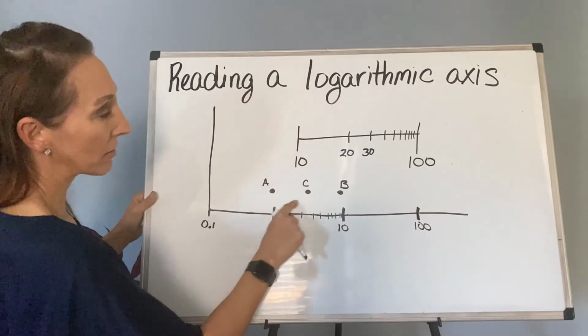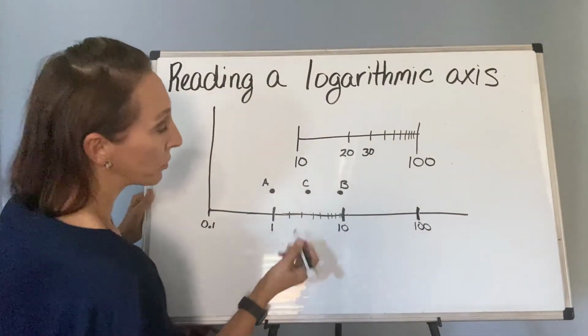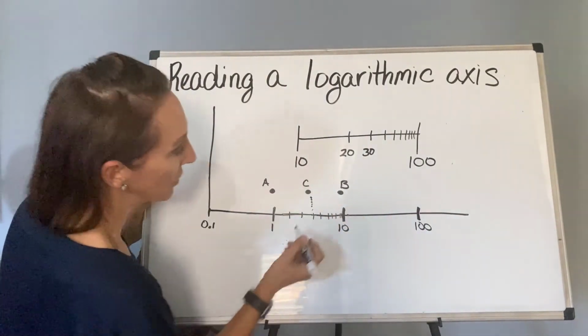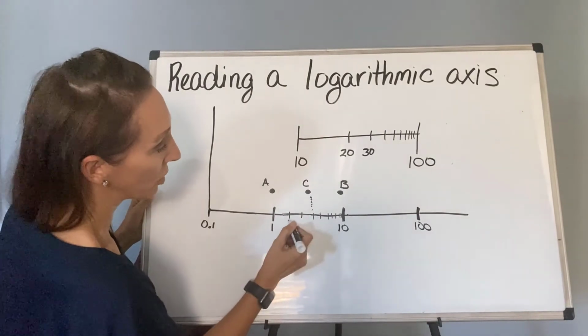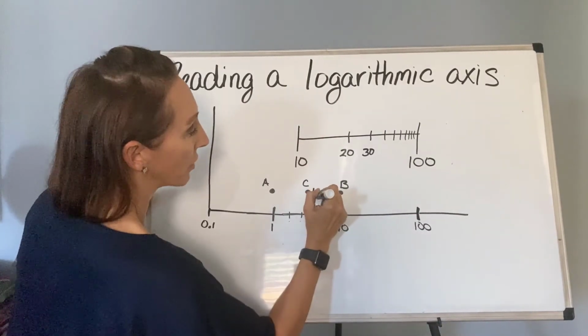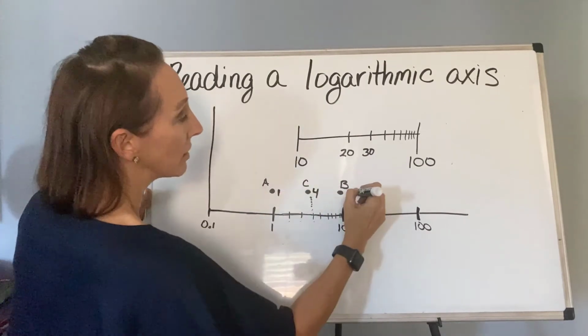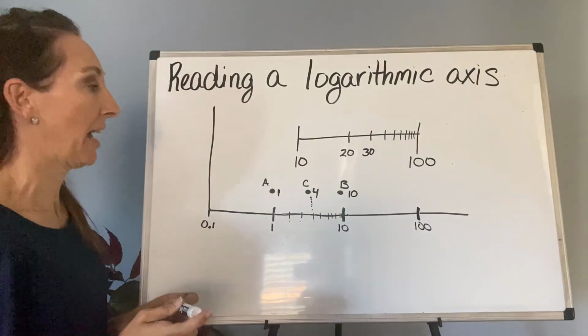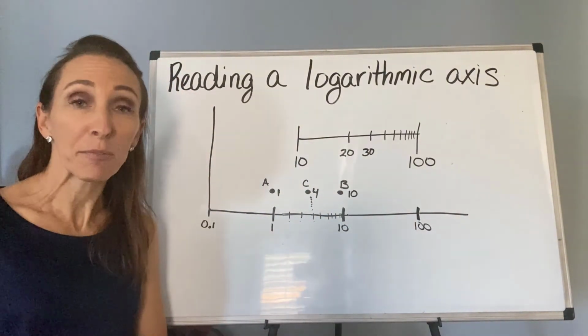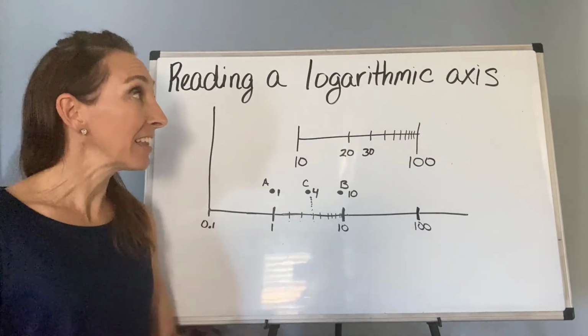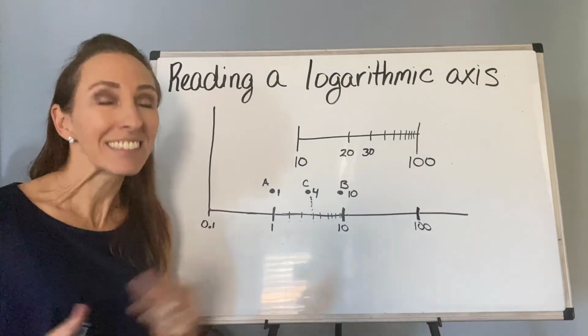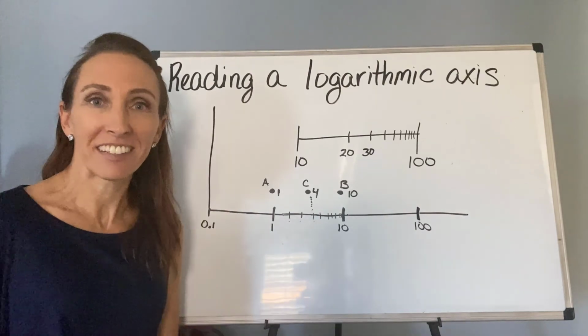So in my example down here, this C point is basically right above this one. That's my third mark, so that would be 1, 2, 3, 4. So this value is 4, A is 1, and B is 10. Hopefully that helps you understand how to read these logarithmic axes, and now you can get going to your lab.